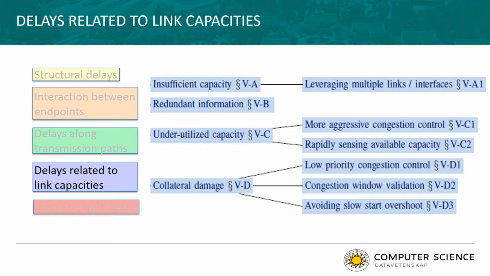And this is the delay that you encounter because other flows take up too much of the capacity. And some ways to try and avoid collateral damage is to use, for instance, low priority congestion control for flows that should not have a high priority in the network, and to try to tune your congestion control algorithms to also not overshoot their capacities.